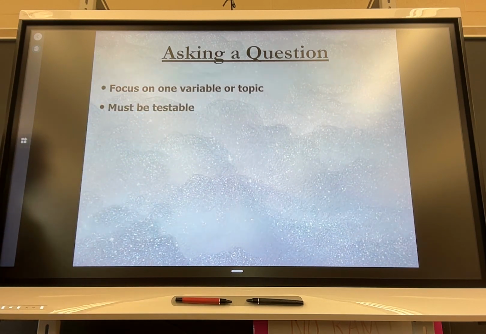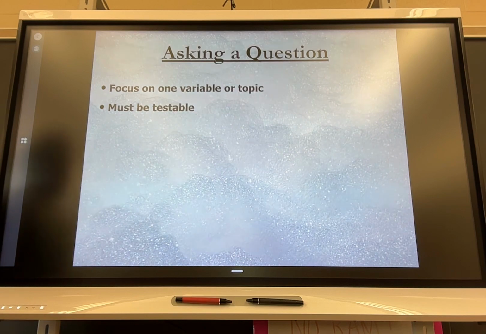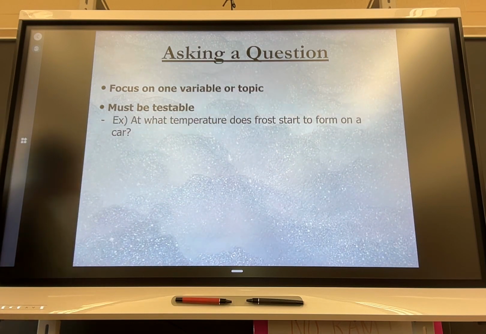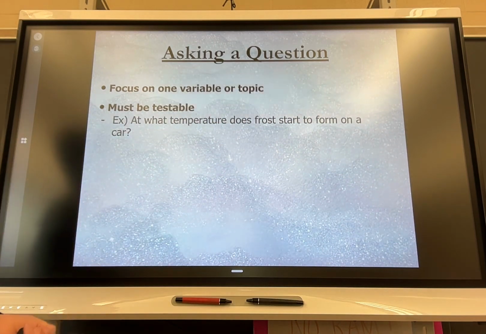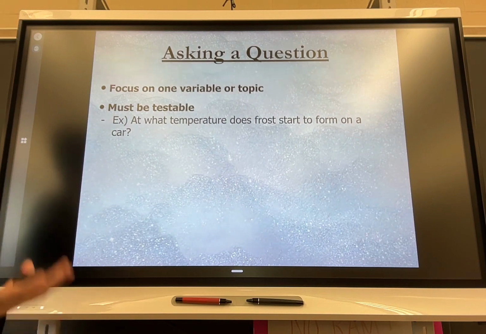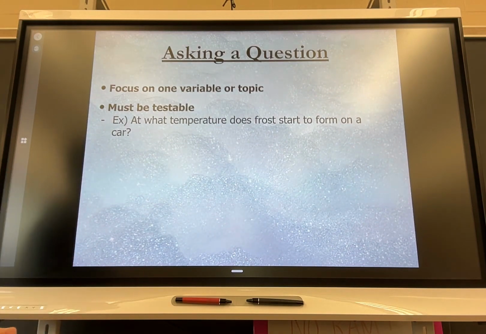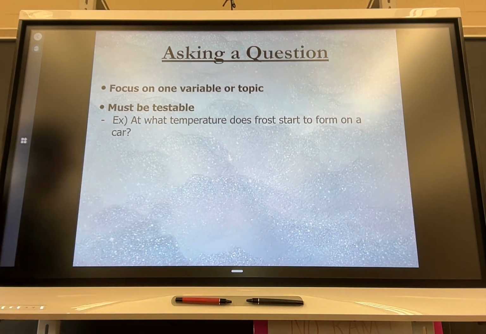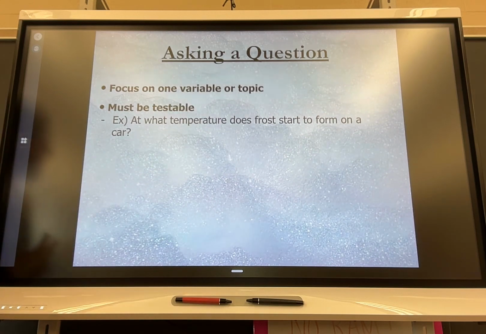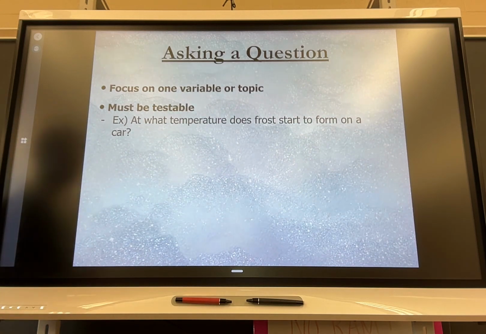The question must be testable. So we can't have any opinions. You can't experiment on the question of, are dogs better than cats? Because that's an opinion. Some people may think dogs are better than cats. Some may think that cats are better than dogs. So a good example of a question: what temperature does frost start to form on a car?